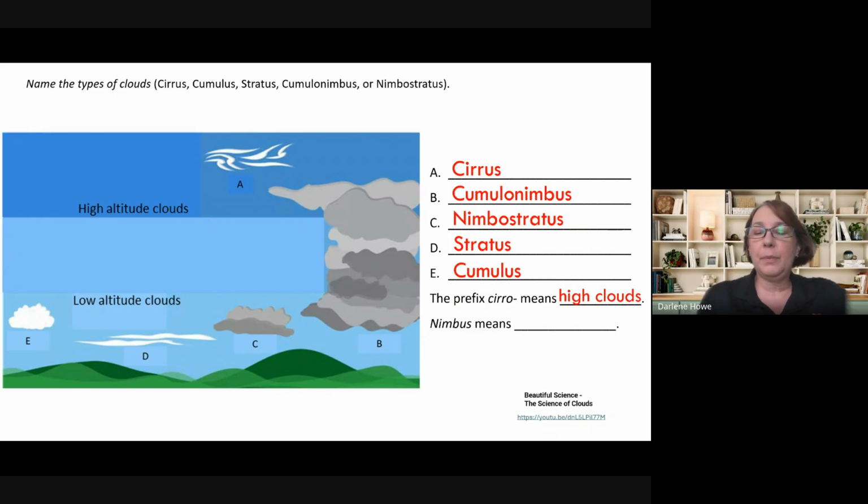And as we talked of just a little bit before, nimbus. Nimbus means, look at where we see nimbus here. We see cumulonimbus and we see nimbostratus. Both of those clouds are rain clouds. So nimbus means rain. Remember those words. You'll need to know those.